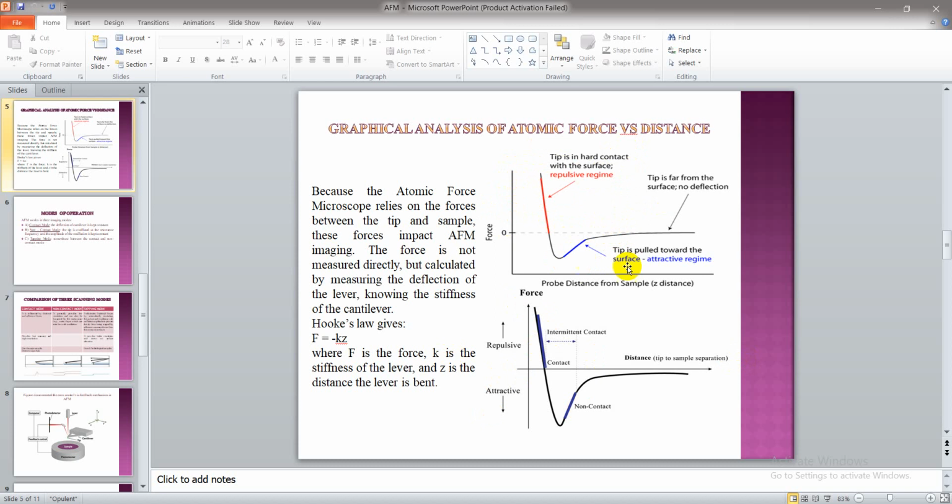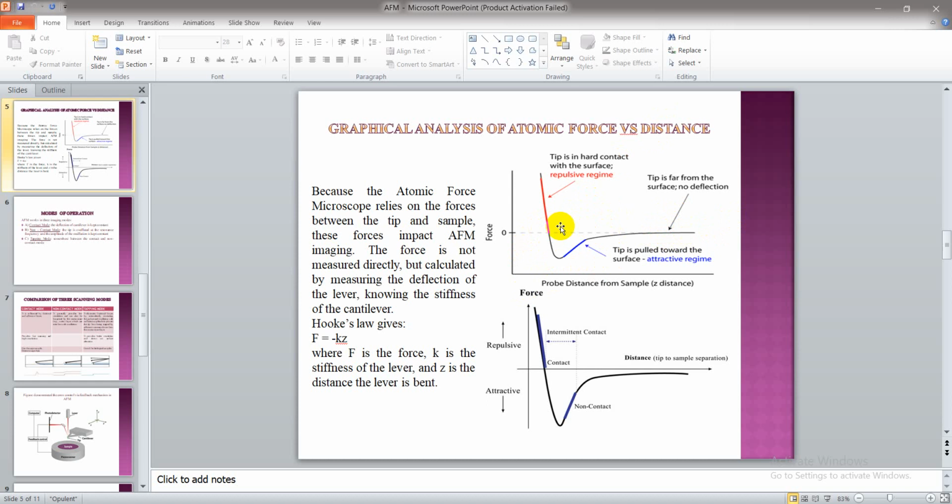Now this region is away from the surface. In this region, the tip is away from the surface, so there is no deflection at all. As we are moving away from the surface, there is no deflection at all. Now this is the intermittent region, so we are basically making contact or non-contact and so on. This region is known as the attractive region, wherein the tip is pulled towards the surface.